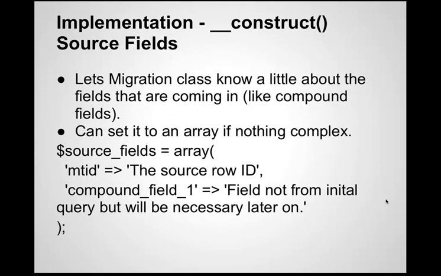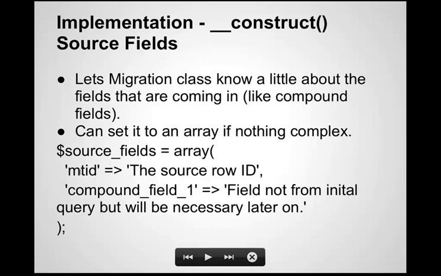So with the source fields, as I mentioned before, you're basically letting it know about potential sets of fields that are not necessarily in that data. Like, let's say you were dealing with a database, they're one of the database fields, but it's going to be necessary to bring in that whole implementation.